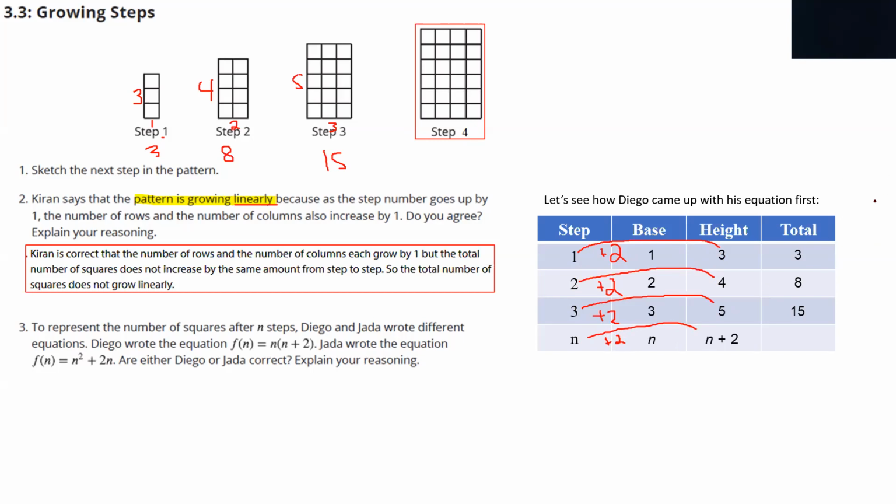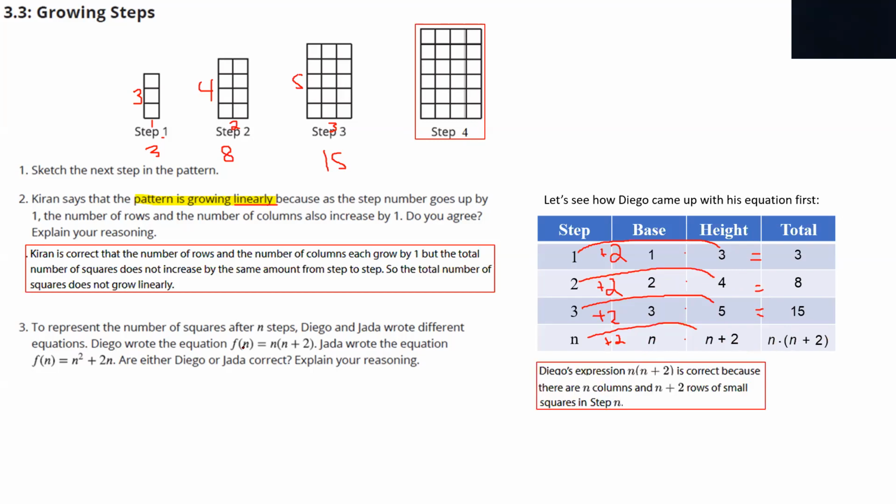Now the relationship between our base and our height and the total number of squares is if we multiply 1 times 3, we get 3. If we multiply 2 times 4, we get 8. 3 times 5, we get 15. So if I were to multiply n times n plus 2, I would get n times parentheses n plus 2, which is what Diego wrote as his expression. Diego's expression n parentheses n plus 2 is correct because there are n columns and n plus 2 rows of small squares. Now, is Jada correct?